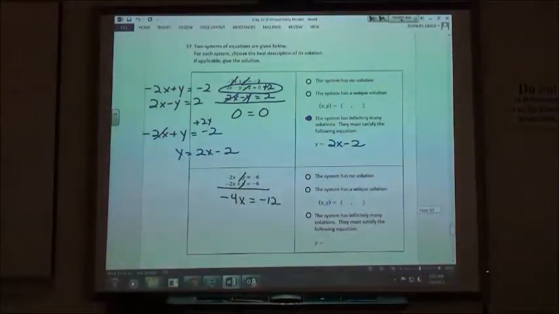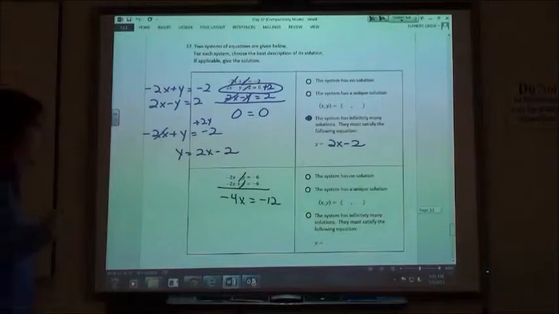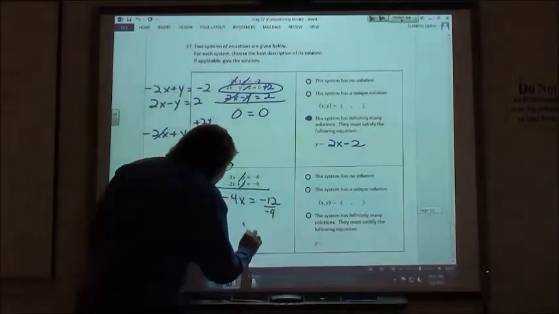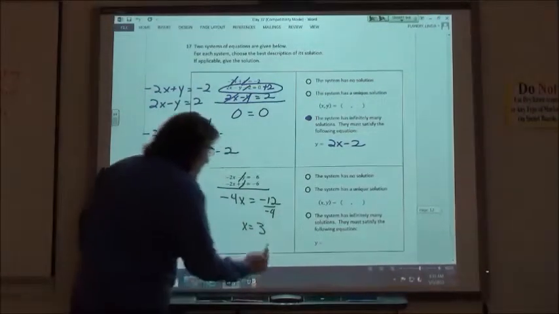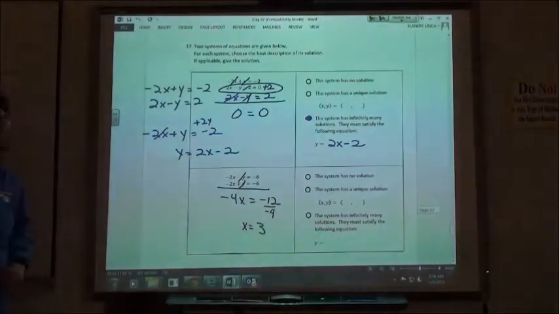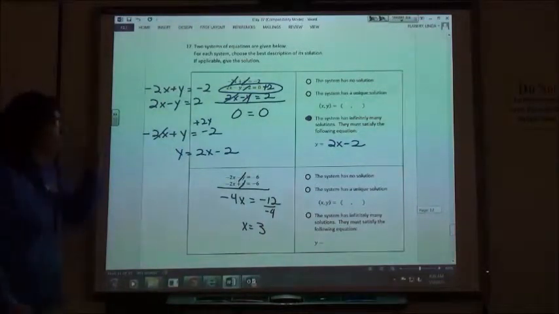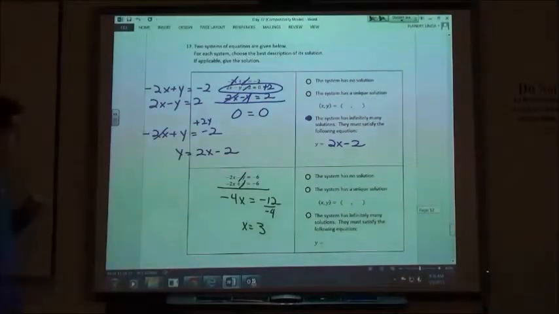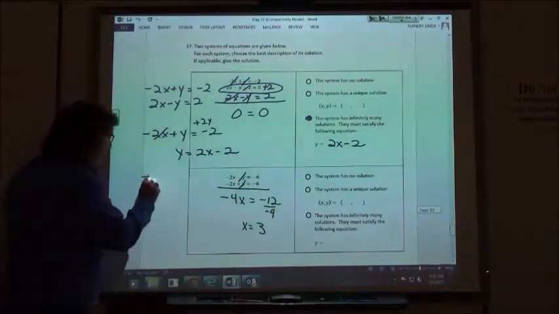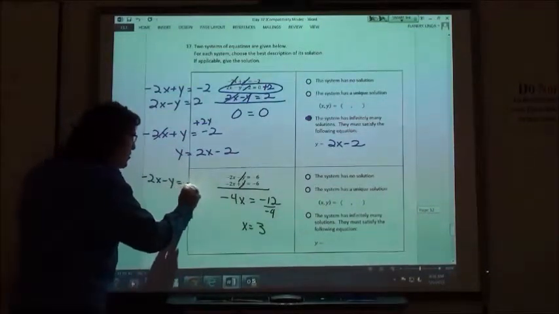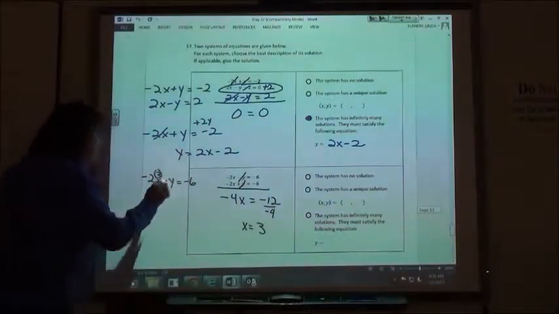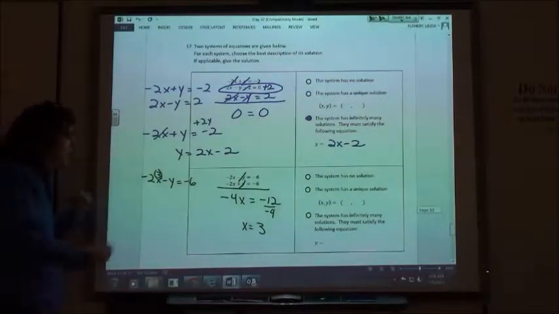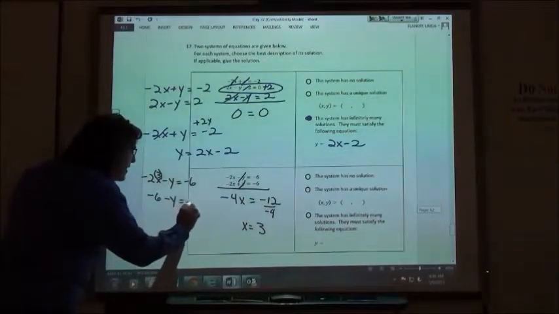So this is one that's going to solve and we're going to get an answer, because now we divide by our negative 4, and x is going to equal 3. Now we found x, we still need to find the y. So we want to pick one of our two equations to use to find the y, like we did on the previous problems. The top one's fine. Negative 2x minus y equals negative 6, and we're going to put 3 in for our x. So negative 2 times 3 would be negative 6 minus y equals negative 6.